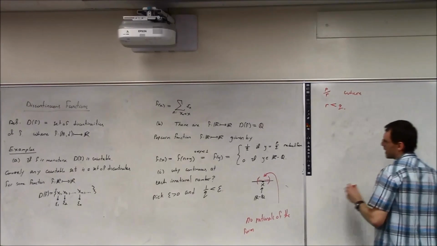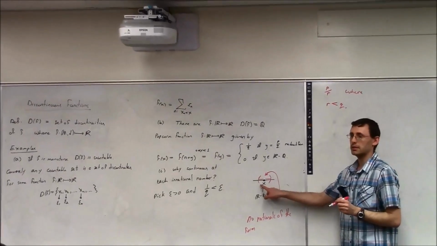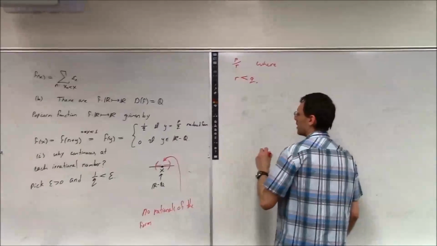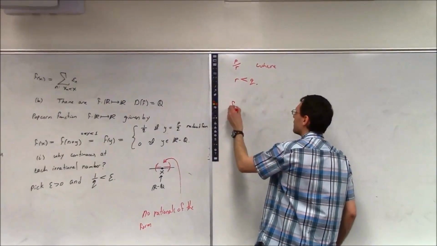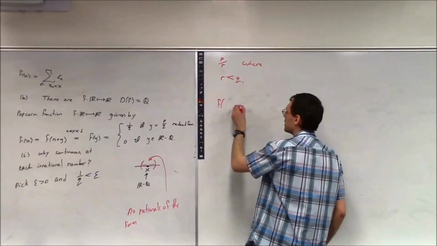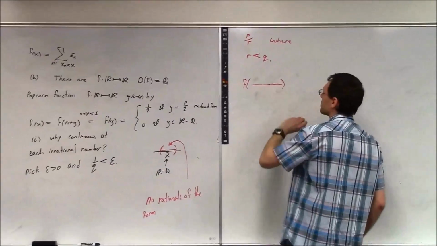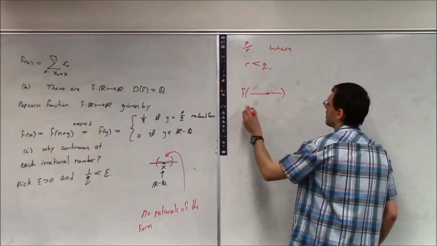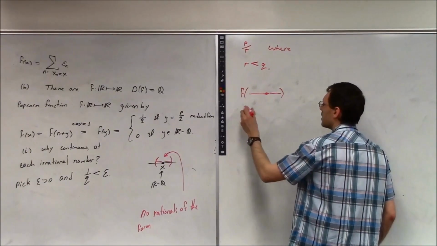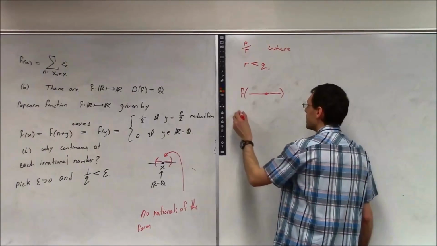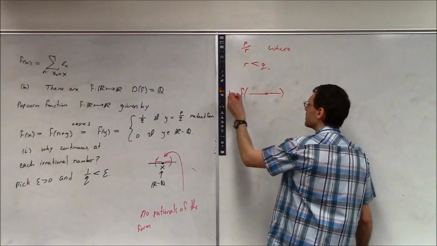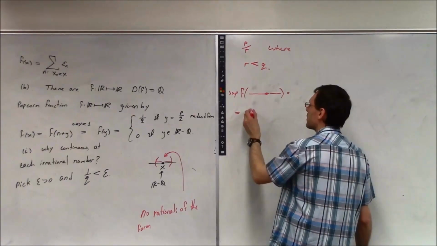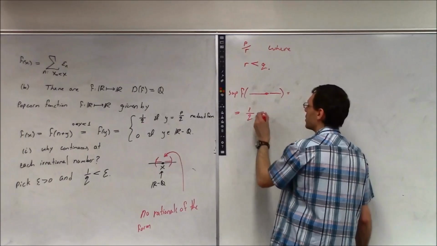Okay, so that means that every rational number living in this interval has denominator that is bigger than q. So that means that f applied to this interval, I'm just drawing it, right? F applied to this interval, its supremum is going to be something of the form 1 over q, which is smaller than epsilon.